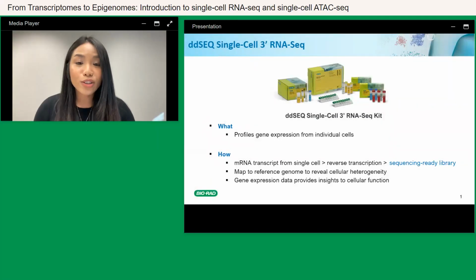Now, to go through each of these kits and how they work, first, let's look at the DD-seq single-cell 3' RNA-seq. Now, in the next few slides, I'm going to play a video to see how the technology works.